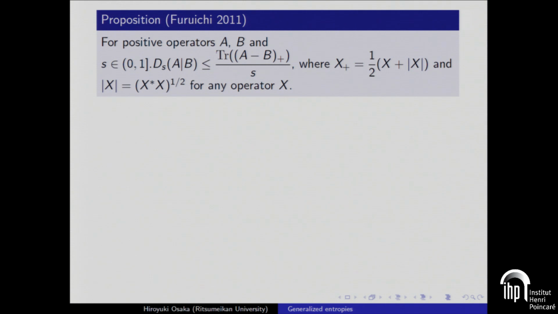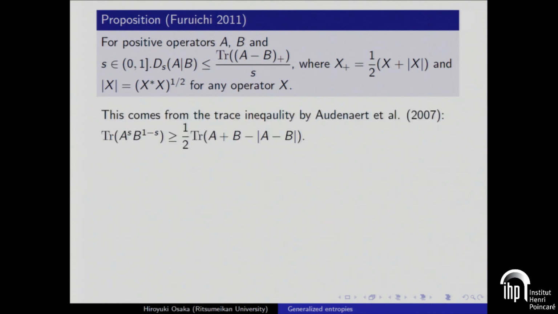And also Furuichi gives another upper bound like this one. The Tsallis relative entropy is less than or equal to the Tsallis entropy of the trace of A minus B plus something over s. So this is a definition, this is a standard notation, maybe. Okay. So this proof is in some sense easy because this comes from the famous inequality, the generalized Powers-Størmer inequality, which was done by Audenaert and another person. Just using this inequality, you can get this one easily.